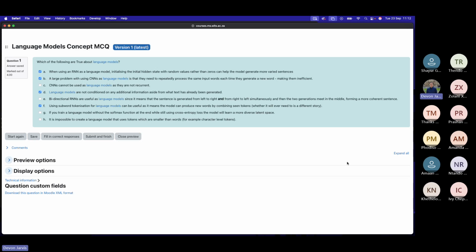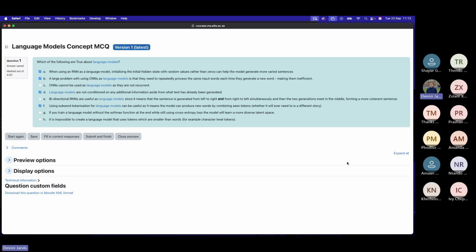Okay, then if you train a language model without the softmax function at the end while still using cross entropy loss, the model will learn a more diverse latent space. That's just nonsense. And then it is impossible to create a language model that uses tokens which are smaller than words, for example, character level tokenizers. And it is possible to do this. They exist. You just don't always. BPE starts there though, and if BPE wanted to, it could.